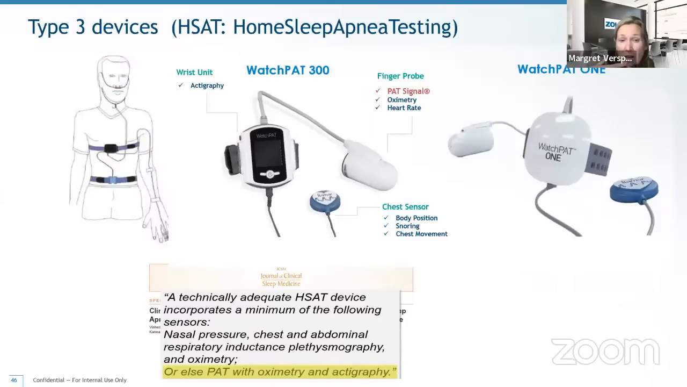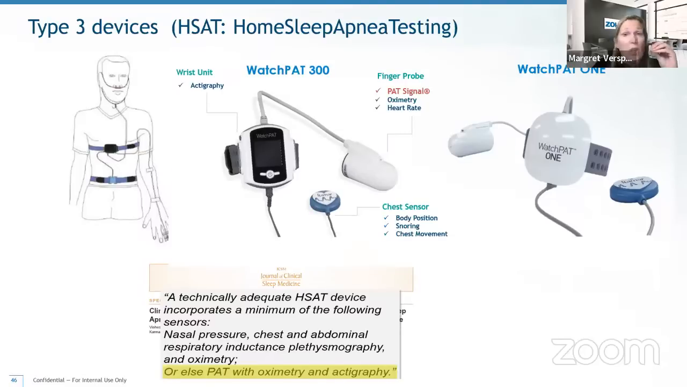But what the guidelines say, for a technically adequate home sleep apnea testing device, you need a minimum of the following sensors: nasal pressure, chest and abdomen with plethysmography and oximetry, or PAT signal with oximetry and actigraphy. And when we're talking about the PAT, we're talking about our WatchPad device. So this is the WatchPad 300 and this is the WatchPad 1. The WatchPad 300 is a reusable device, and the WatchPad 1 is a disposable device.